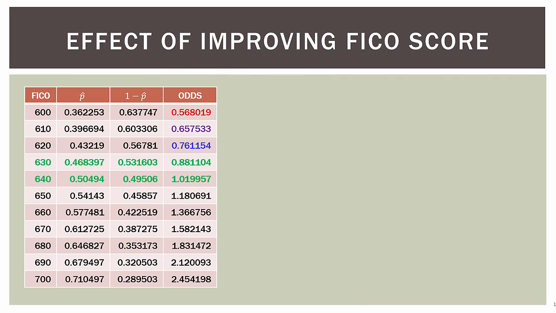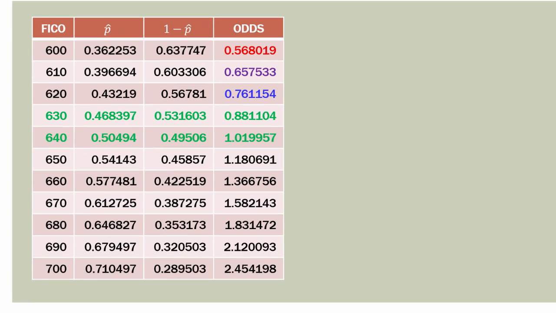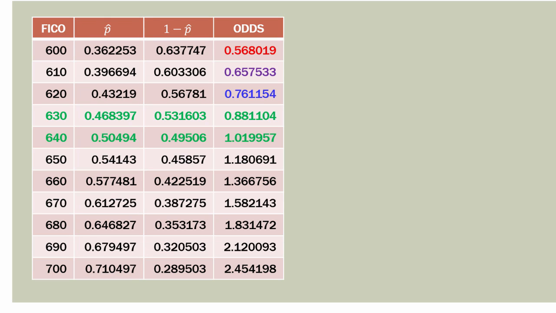In this table, I have a FICO score list on the left-hand side, and they're all 10 points apart. So 600, 610, 620, 630, etc., all the way down to 700. In the second column, we have the estimated probability, or p-hat, and we just calculated that using the estimated regression equation. So for a 600 credit score, the estimated probability of being approved is 0.362253, and then we can go all the way down to the bottom. If you have a credit score of 700, the estimated probability of being approved for the mortgage is 0.7105-ish. So you can see the p-hats there in the second column.